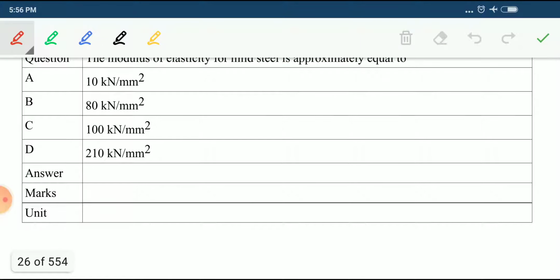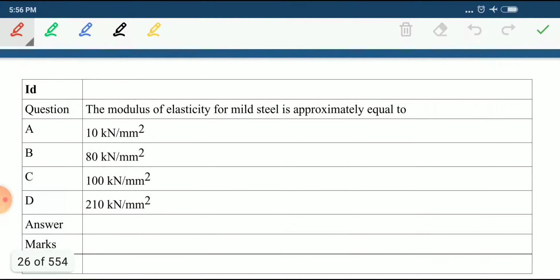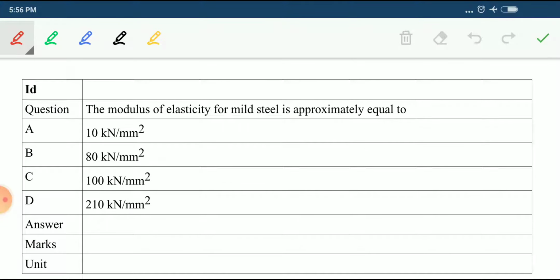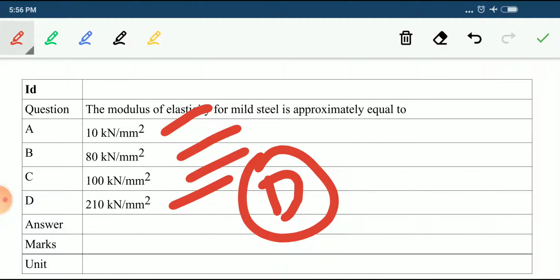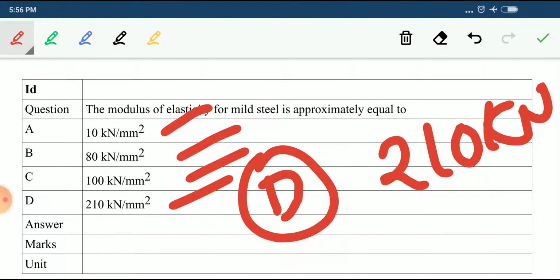Next, the modulus of elasticity of mild steel is approximately equal to 10 kilonewton per mm square, 80 kilonewton per mm square, 100 kilonewton per mm square, 210 kilonewton per mm square. The answer for this one will be D, that is 210 kilonewton per mm square. 210 kilonewton per mm square is the correct answer.